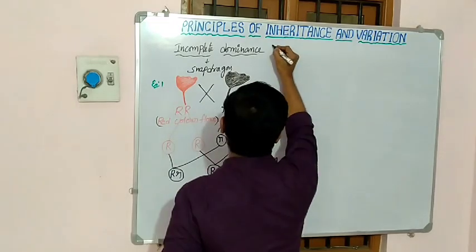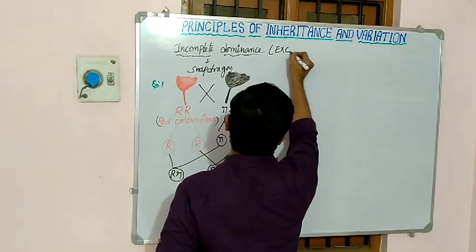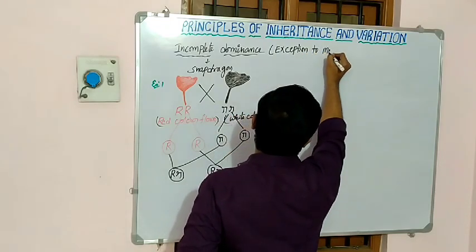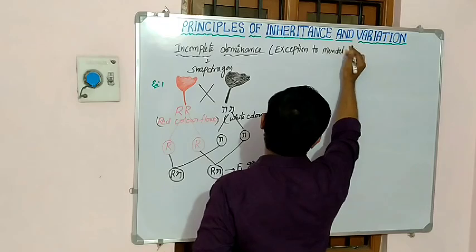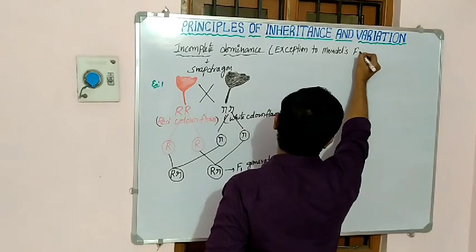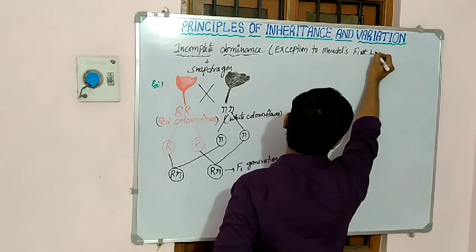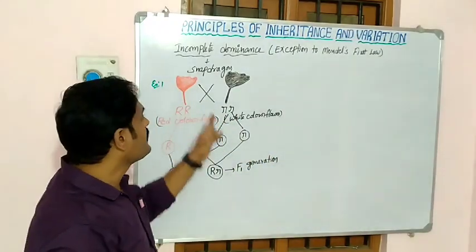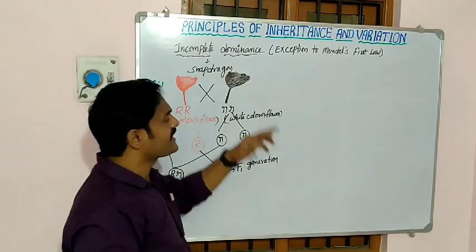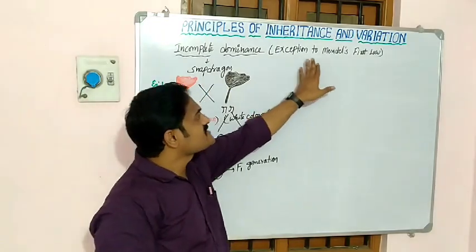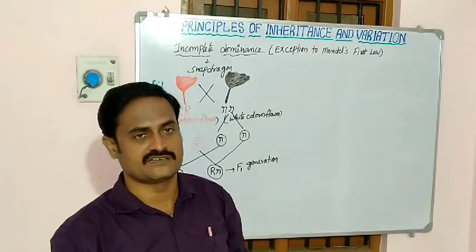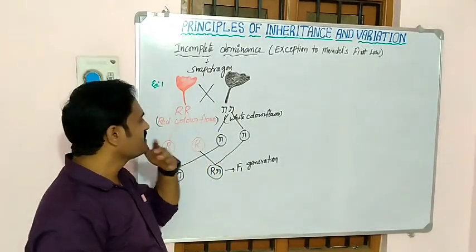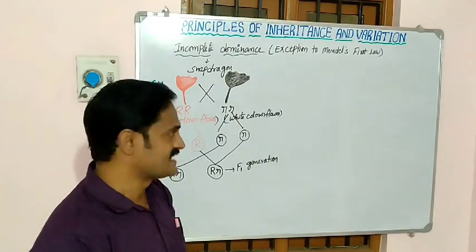Incomplete dominance is an exception to Mendel's first law. Remember, very important. So when we observe incomplete dominance in the snapdragon plant, it is an exception to Mendel's first law. Here we notice somewhat of a difference. See what kind of difference we notice, I will explain.